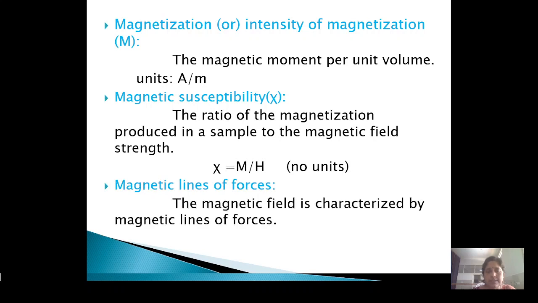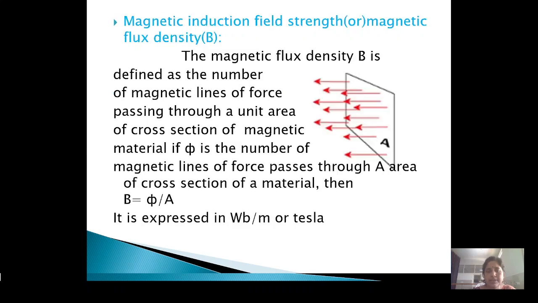Magnetic lines of forces. The magnetic field is characterized by magnetic lines of forces. Magnetic induction or magnetic flux density. The magnetic flux density B is defined as the number of magnetic lines of force passing through a unit area of cross section of a magnetic material.